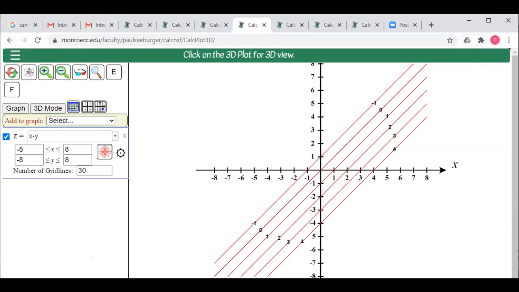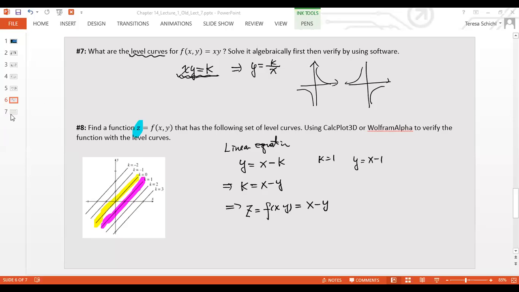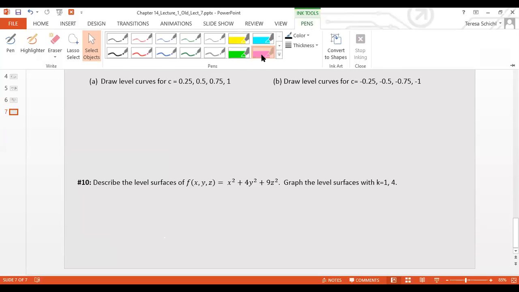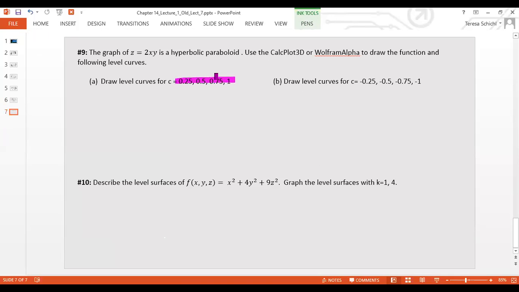Okay, so let's go back to our worksheets. What is the next problem here? Okay, the next problem says the graph of z equal to 2xy, and we know this one is the hyperbolic paraboloid, right? And now let's draw the level curves. The first one, we draw from 0.25, increasing by 0.25. Then the next one, we start from -2.5 here, right?